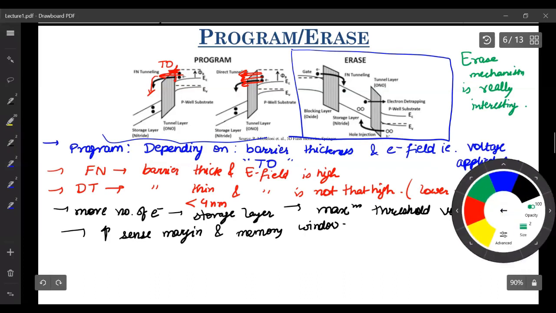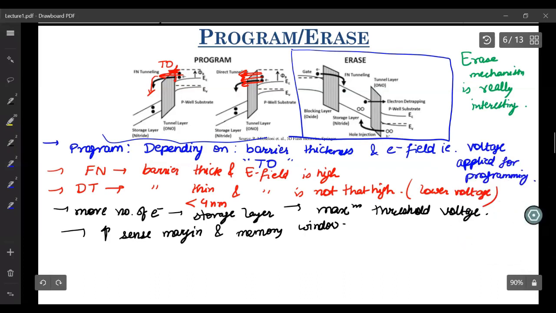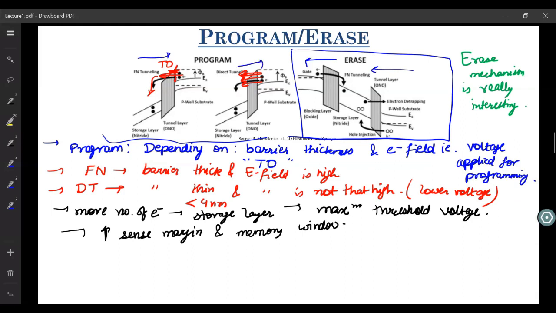So in the erase mechanism, you apply fields in the opposite direction. So you have now fields applied along this direction. Here the fields were in this direction. So how do you determine the fields? It is given by the slope of these potential barriers. So if your slope is in this direction, your field is in this direction, from right to left. Just the opposite. Okay.